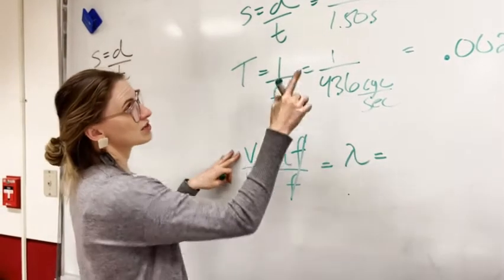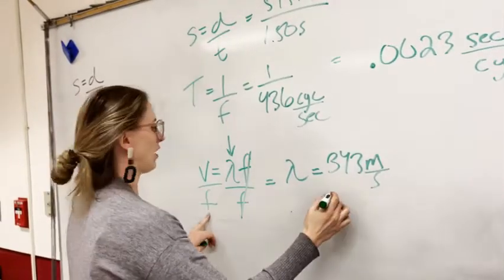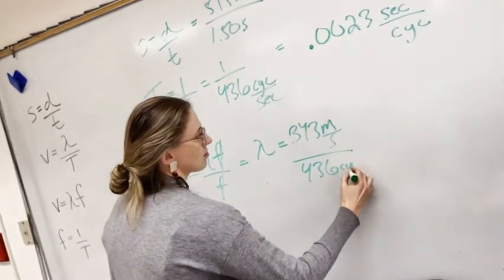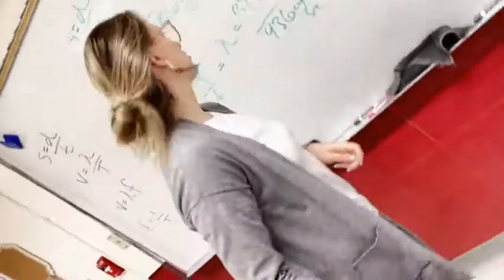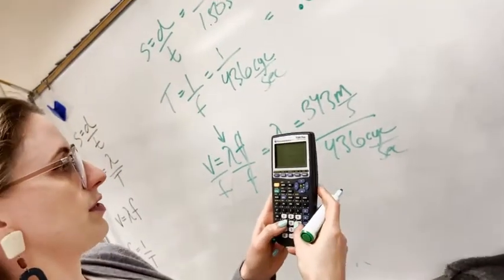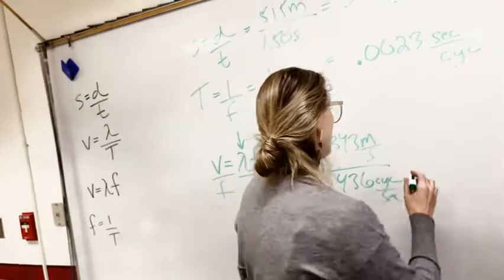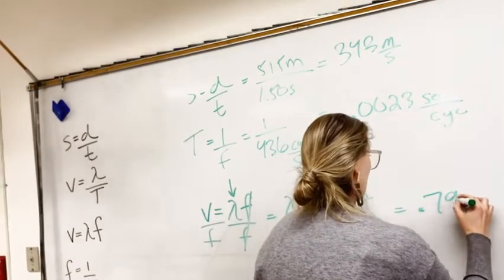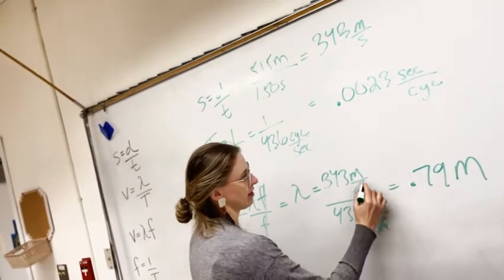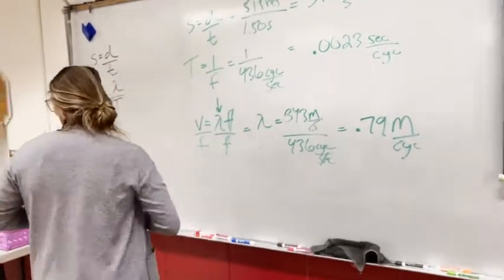My velocity is 343 meters per second, and then I'm going to divide by my frequency, which is 436. That's going to be a little less than 1 meter, about 3/4 of a meter. 343 divided by 436, and I get 0.79 meters. Technically, these seconds cancel out, so it's meters per cycle.